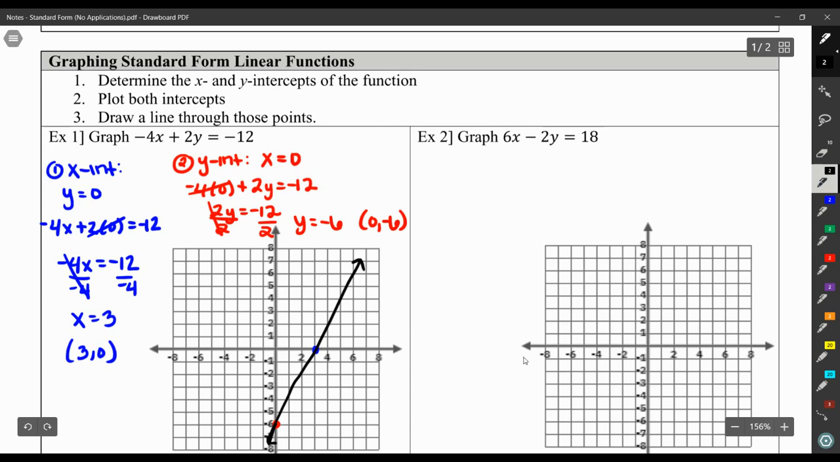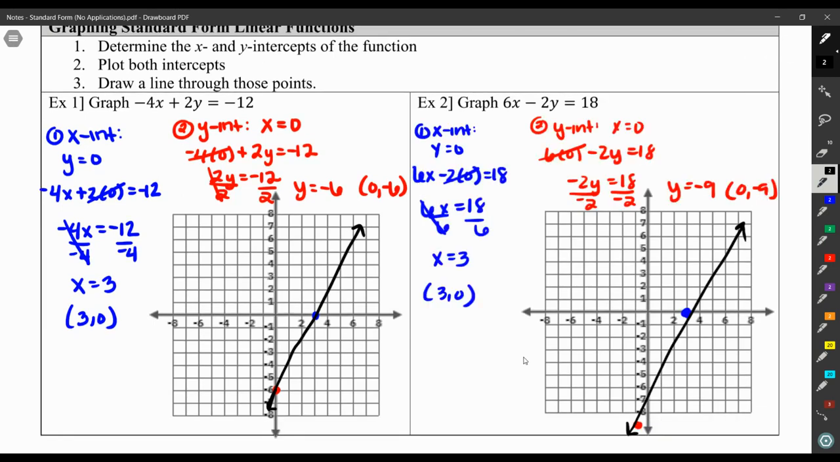Let's pause the video, try example 2. This was the line you should have had for example number 2. Be careful with the coefficient of y. It's a negative, so you cannot drop that negative on the coefficient of y.